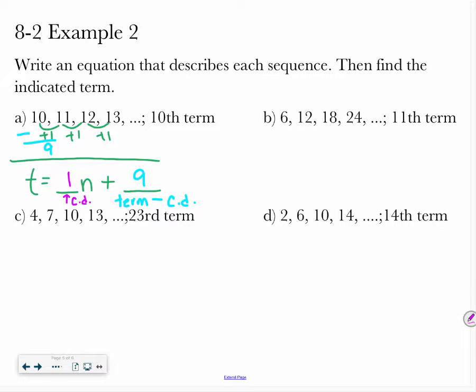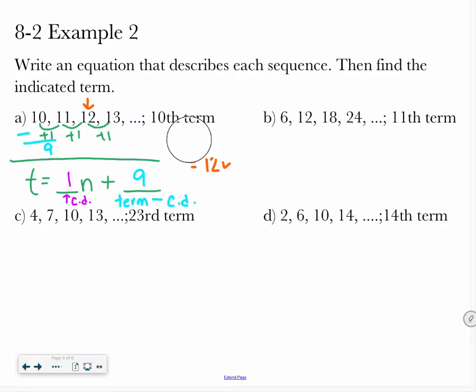If I'm talking about the first term, I would say t equals, or actually, let's not do the first term. Let's do the third term, so we still see what it is. So I have 1 times n. n gets replaced with 3 because we're talking about the third term, plus 9. That equals 12. So I know my equation works.